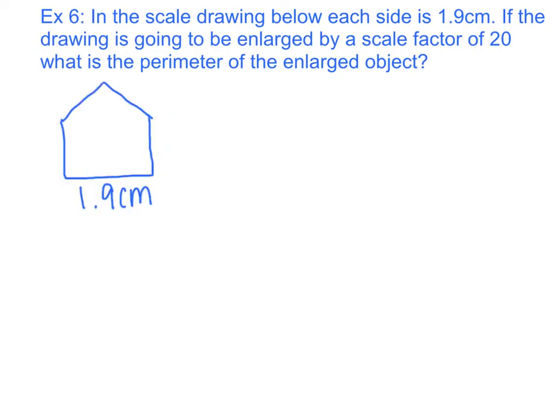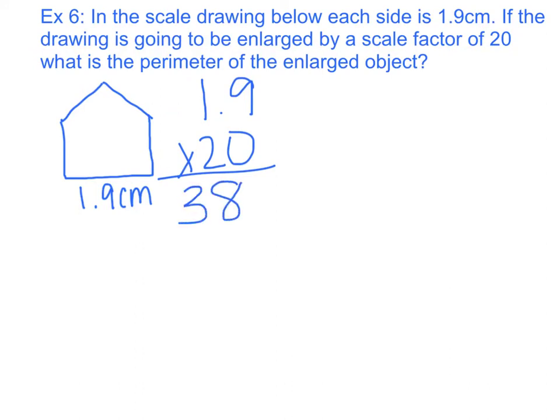If you look at the example, it says that each side of this drawing is 1.9 centimeters. So every side is going to be the same length. If we want to enlarge by a scale factor of 20, we need to multiply. So we will take 1.9 and multiply it by 20. 1.9 times 20 is going to give us 38.